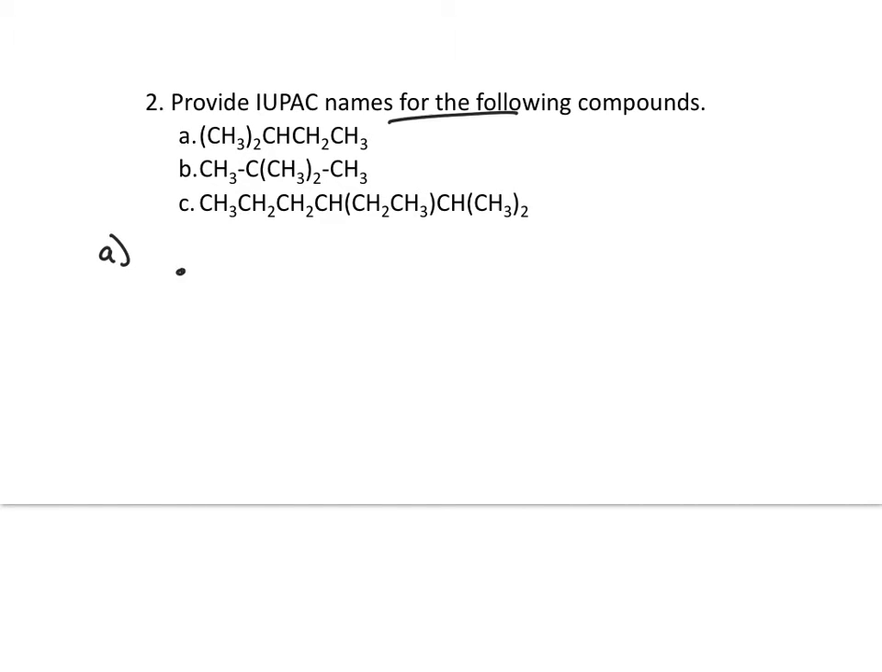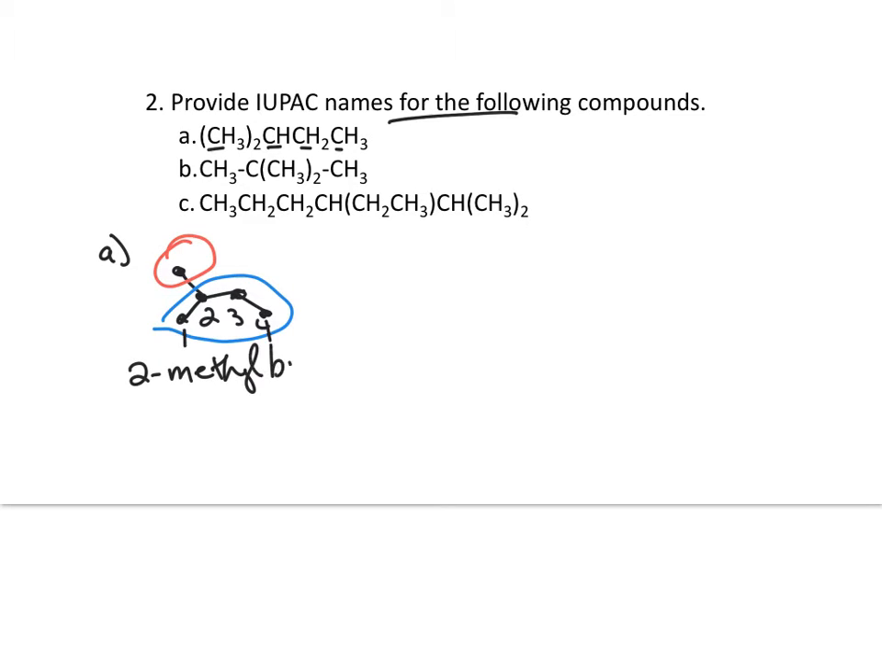So here we have CH3, CH3, there's CH, CH2. So 1, 2, 3, 4, 5. 1, 2, 3, 4, 5. And so you look for your longest chain, which would be this, and you want to get your substituent, which comes off the longest chain, the lowest number. So 1, 2, 3, 4. This would be 2-methyl butane.